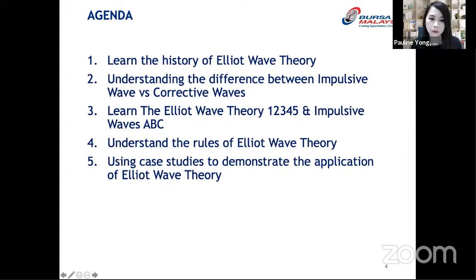Then to learn the Elliott Wave Theory, it's 1, 2, 3, 4, 5 for the impulsive wave, and ABC for the corrective wave. Then we'll understand the rules of this Elliott Wave Theory, and last but not least, do case studies. We will do case studies whereby you can type the stock name, and then we'll look at those cases and count the waves together.